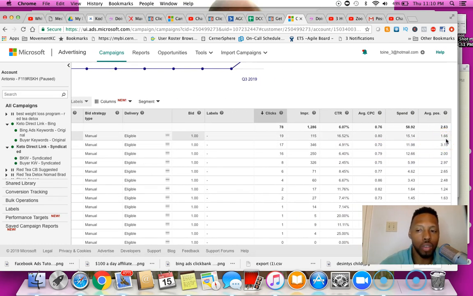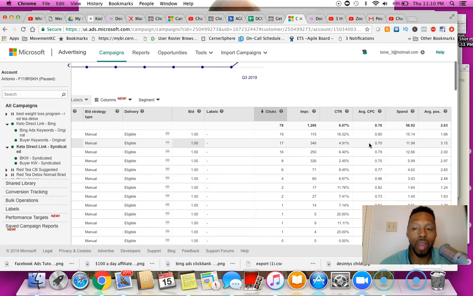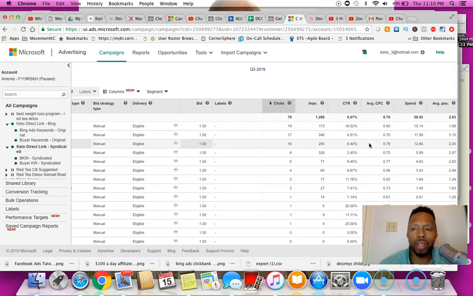I don't need to be in position 1. I don't need to be in position 2. If they're still clicking on my stuff and I'm only paying like 30 to 50 cents per click, I mean, I don't care about being in position 4 versus position 1, as long as I'm getting my clicks. Makes sense, right?